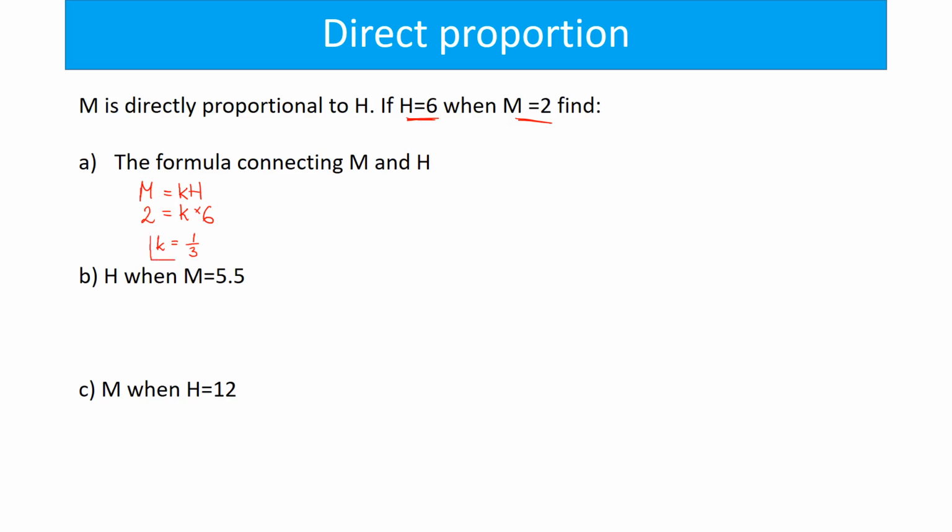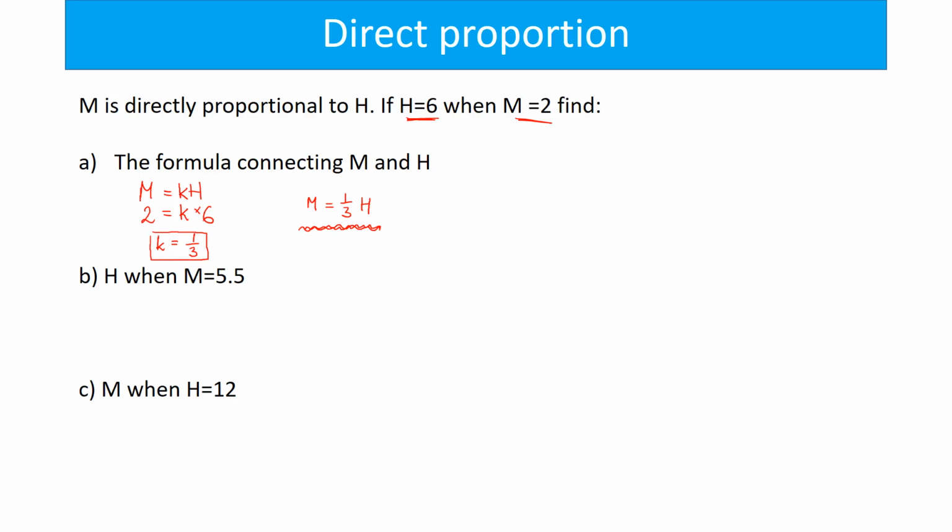Now I can put this value of k back into my equation. So m equals 1/3 h. When you look at it, 2 is 1/3 of 6. So this is our formula connecting m and h. And now I can use this formula to find any other values.